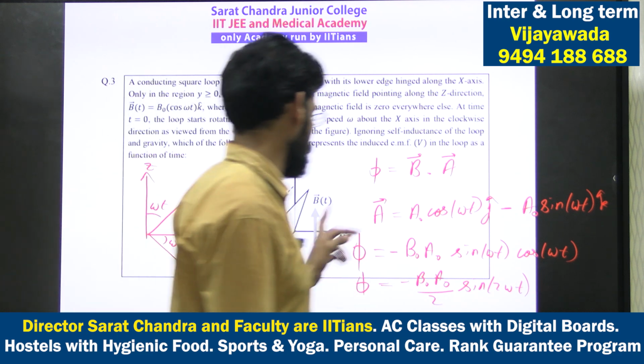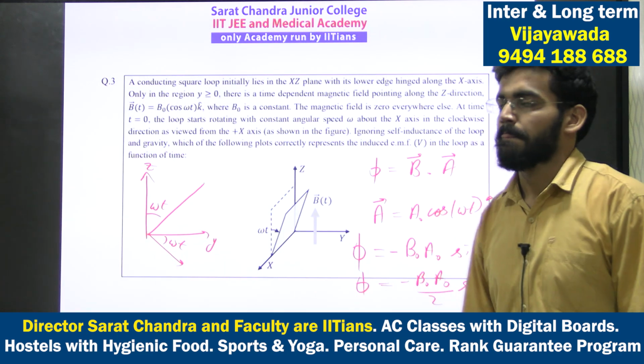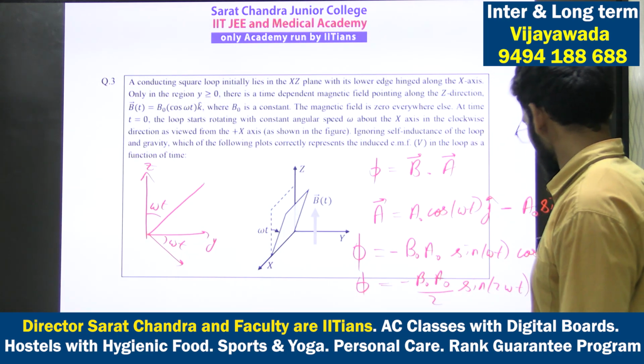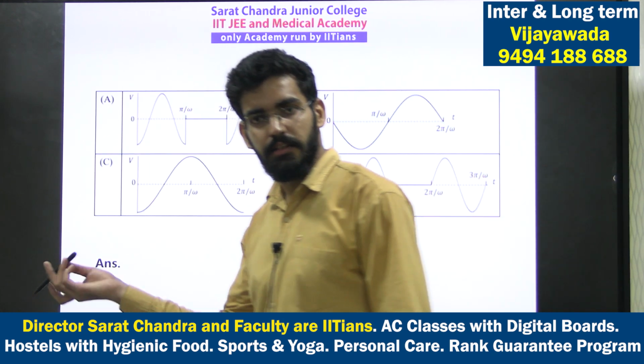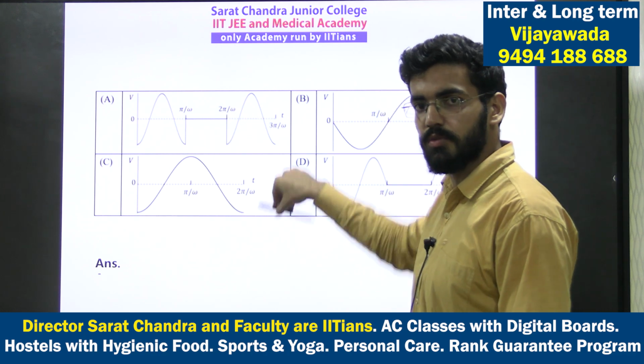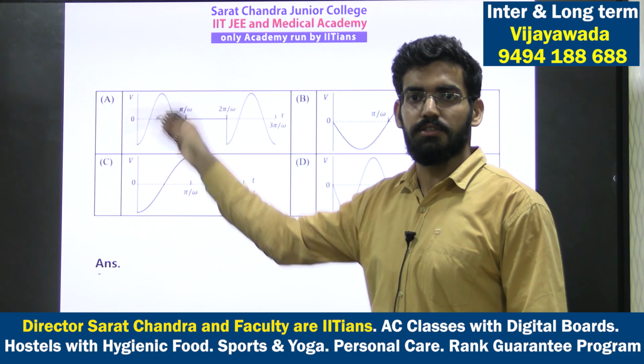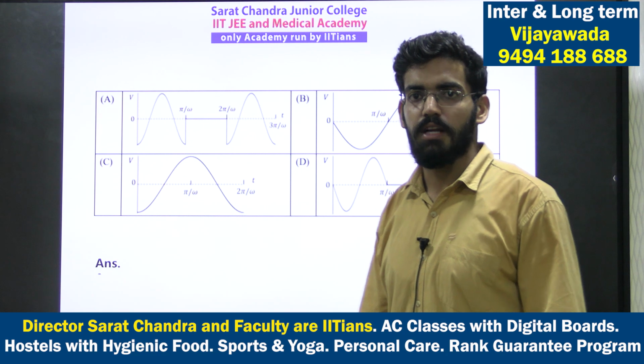You draw the graph, but the graph will be only till pi by omega. Why? Because in the negative Y, when it has completed half of its motion, after that the magnetic field is not there on the negative side.